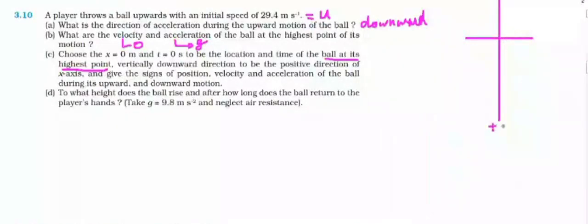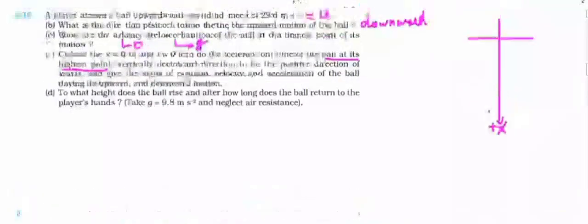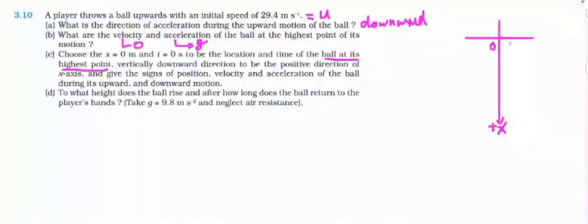So this is positive x. Downward direction, positive x. Then positive x-axis. And give the sign of position, velocity, and acceleration during upward and downward motion. Okay. So first, this point is taken as 0, and that's the highest point, and time t is also equal to 0.